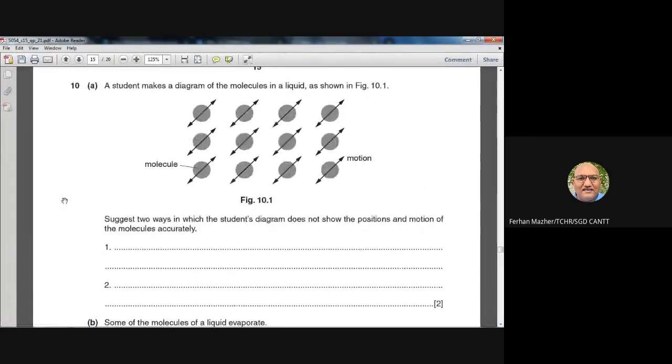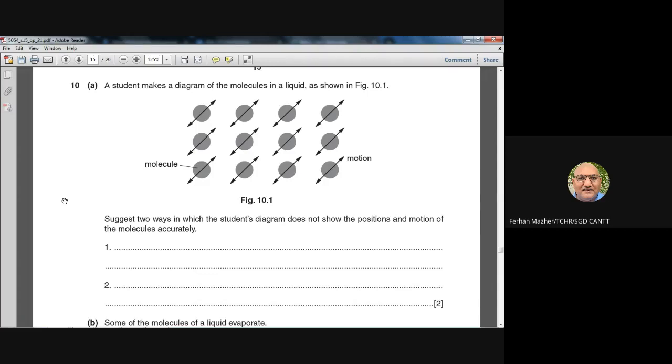Okay. The next question is question number 10. This is the summer 2015 paper. The number of the paper is 2-1. This is zone 1 theory paper, paper 2, and we are doing section B. We are on question number 10. A student makes a diagram of the molecules in a liquid as shown in figure 10.1. Suggest two ways in which the student's diagram does not show the positions and motion of the molecules accurately.